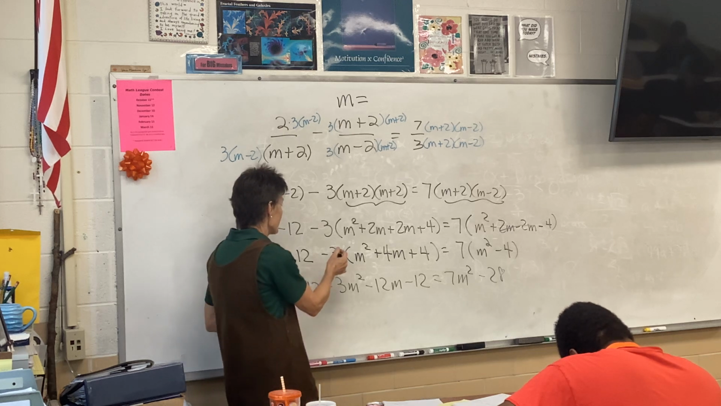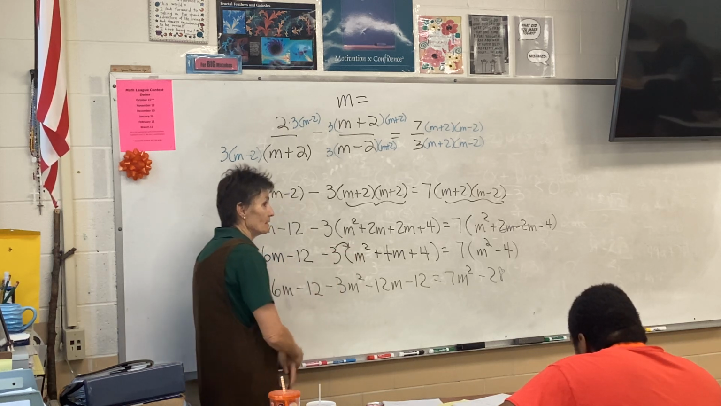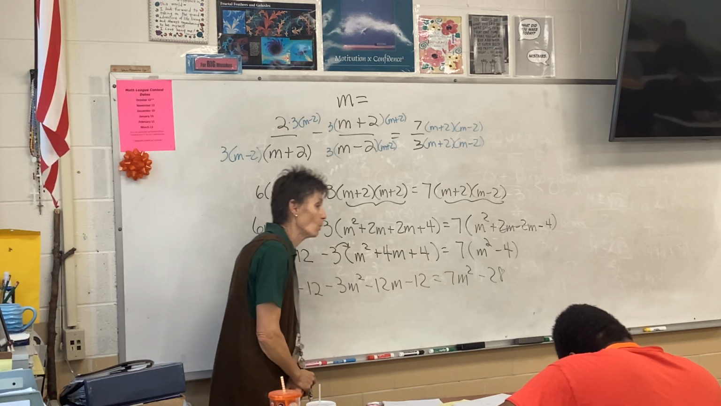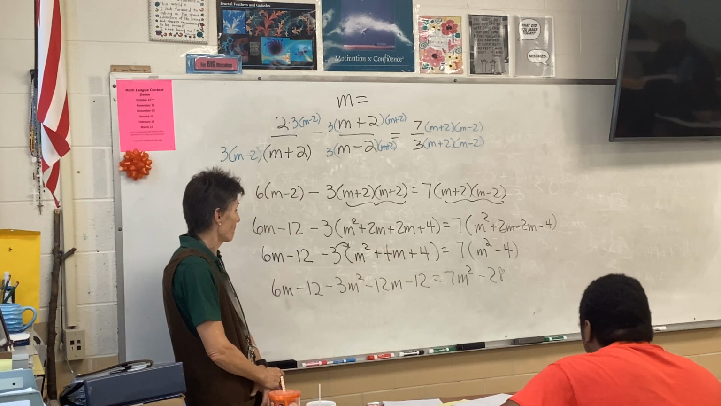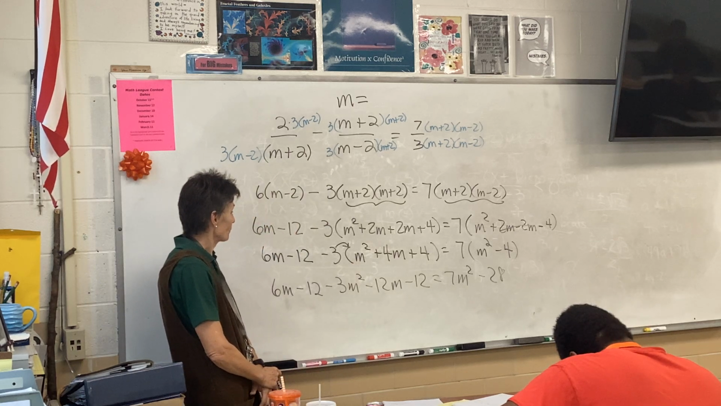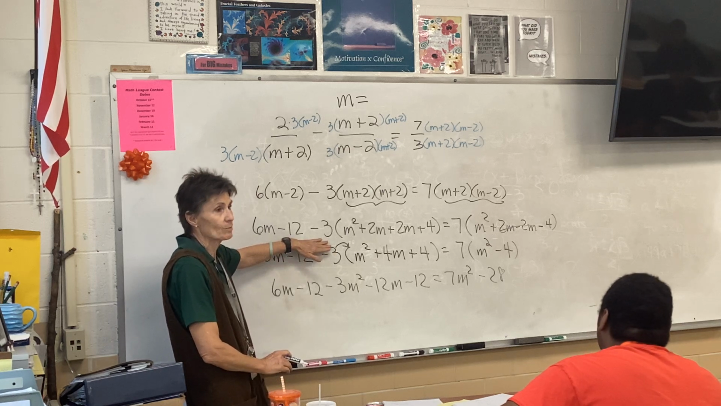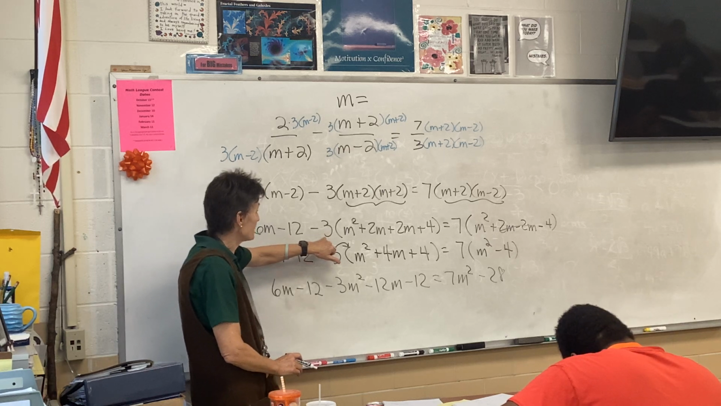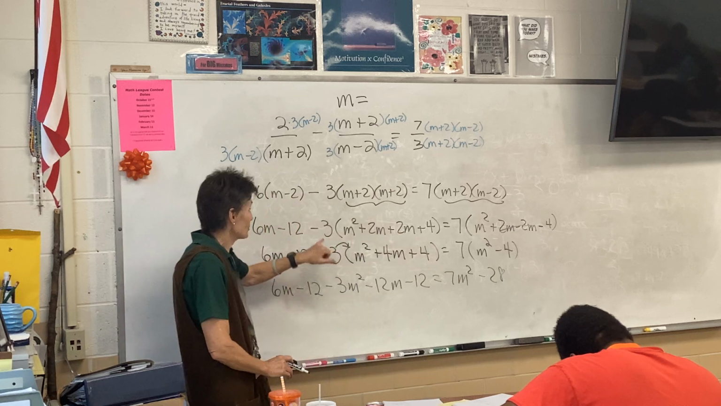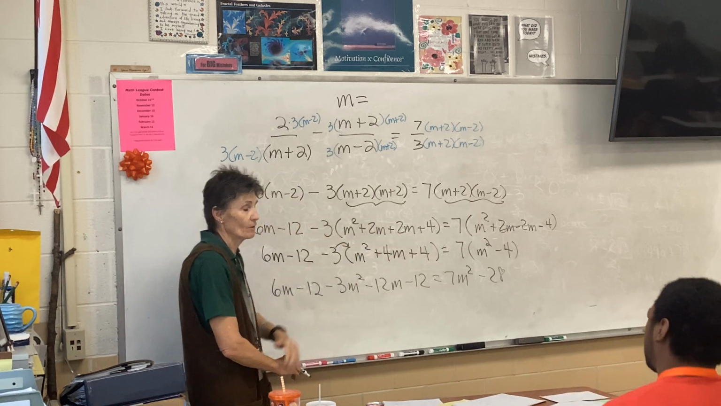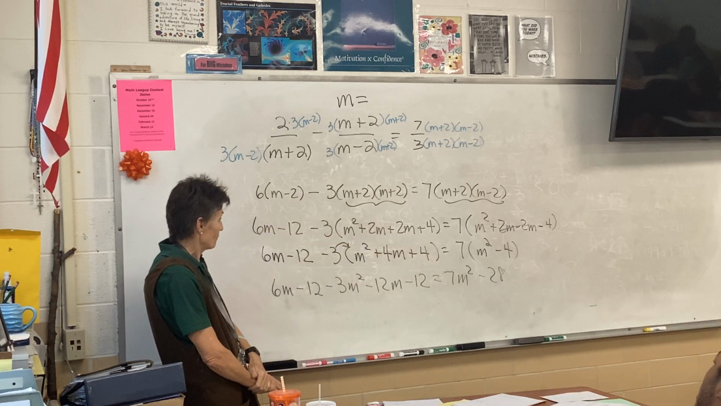Negative? No, because this is being multiplied. You have to do the multiplication before any addition. Okay, this is not 12 minus 3. Remember, that 3 is being distributed. So you have to do the distributive first.